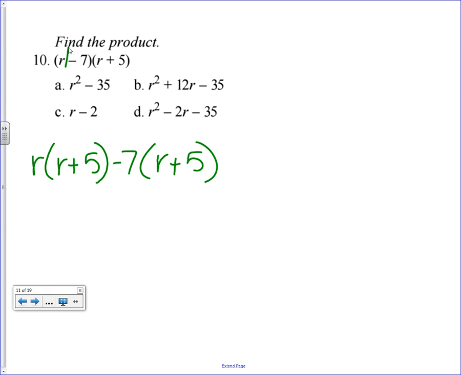All right, Sarah, so what's R times R? To the... There we go. There's little ones on there, so it's R the second. How about here? R times 5. So see, the 5 was my coefficient, right? But what else do I need on that? R. There we go. Now I need to distribute the negative 7 to the R. R. And then negative 7 times 5.